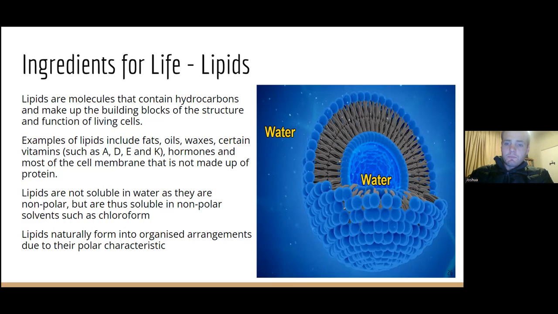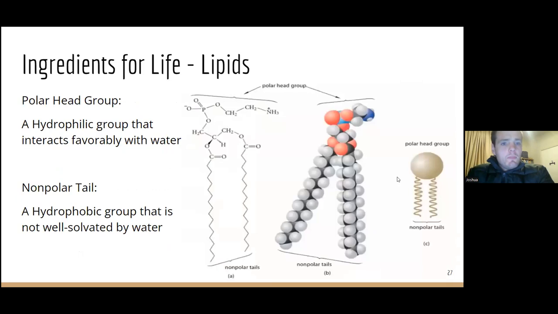So just to simplify that, the typical diagram that you see is a head which is attracted to the water and tails that are opposed to the water. If you put them in a water mix, they will naturally form into these kind of cell membrane type structures. So that's what the lipid actually looks like. You can see the tails there that oppose the water and the heads that are attracted to the water.